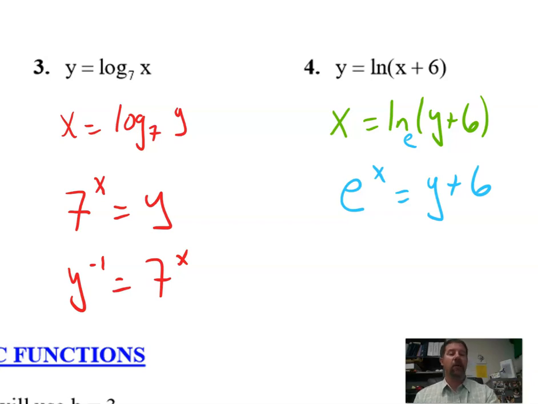And now I just need to go and get the y by itself. So y inverse equals e to the x, and I minus 6 from both sides. So y inverse is e to the x minus 6. And there we found our inverse. All right, beautiful. Now let's talk about graphing.